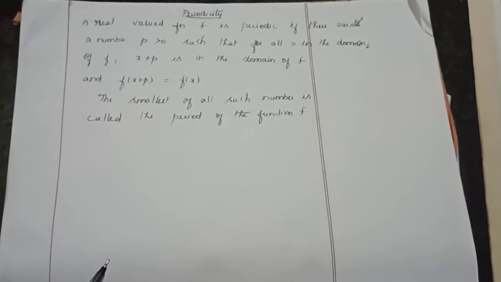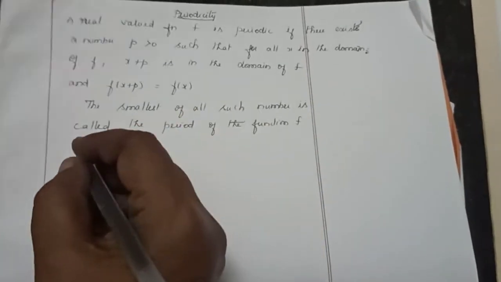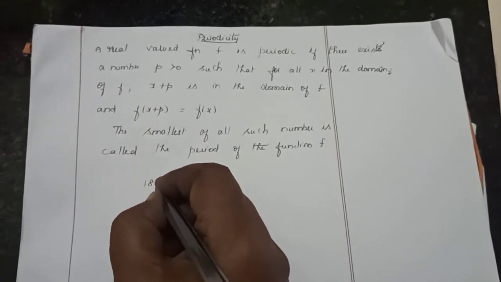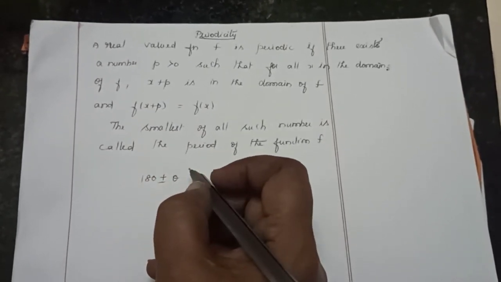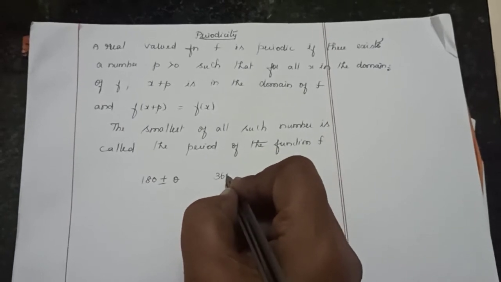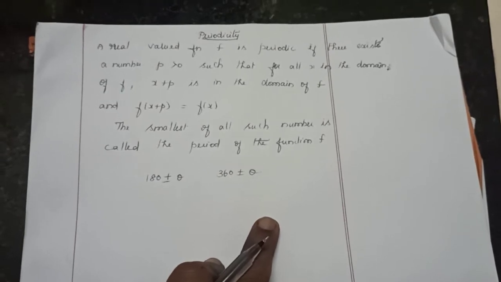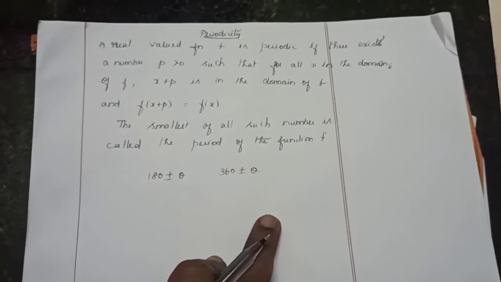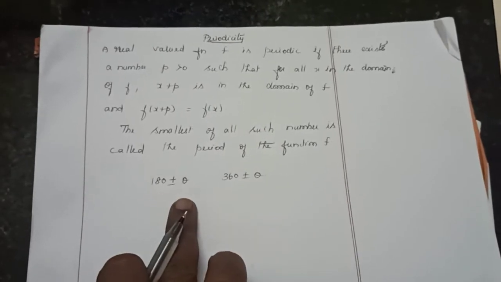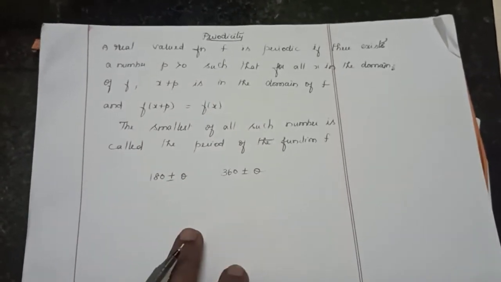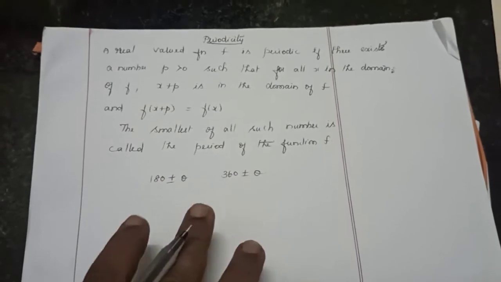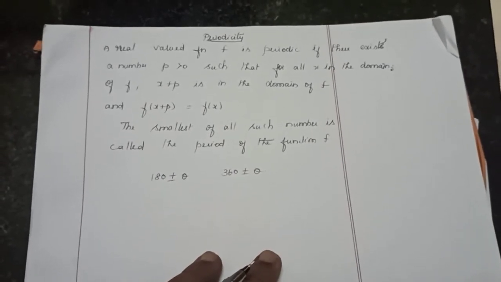Now for example, when you add 360 degree or 180 degree, the trigonometrical ratios will not change. That is, I will take 180 plus or minus theta and 360 plus or minus theta. When we take these trigonometrical ratios, the trigonometrical ratios will not change. What do you mean by that? Sin 180 plus theta will be sin theta only. Cos 180 plus theta will be cos theta only. Similarly, tan. Only the sign will change.